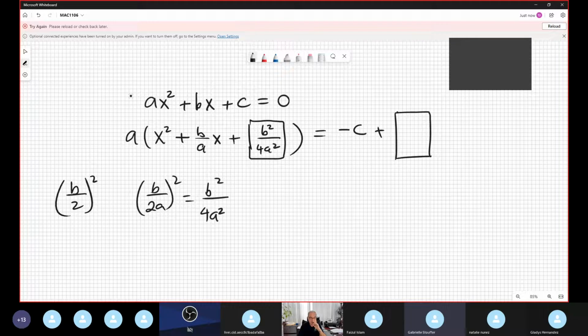And now ready to complete the square. On the right-hand side, you multiply by A. So it's B squared over 4A squared times A. This A is that A. Actually, at least one A is cancelled out. And it's B squared over 4A. You copy here, B squared over 4A.